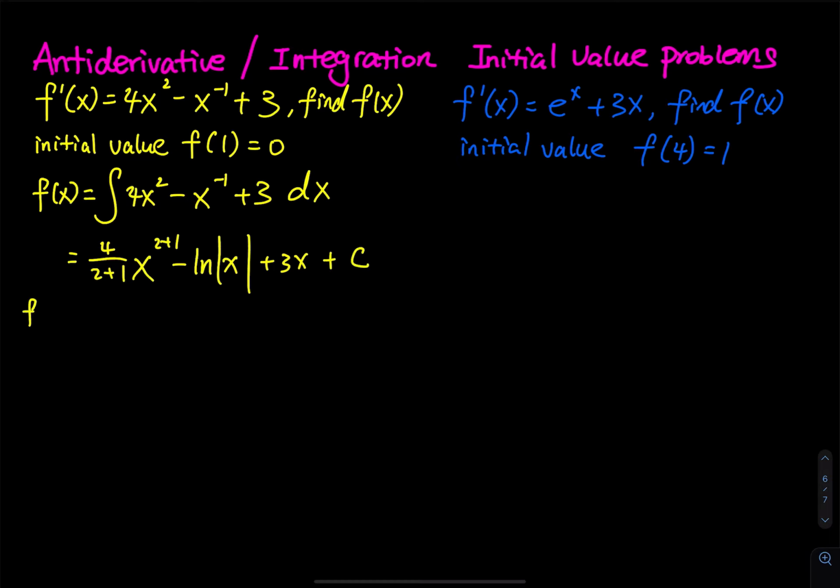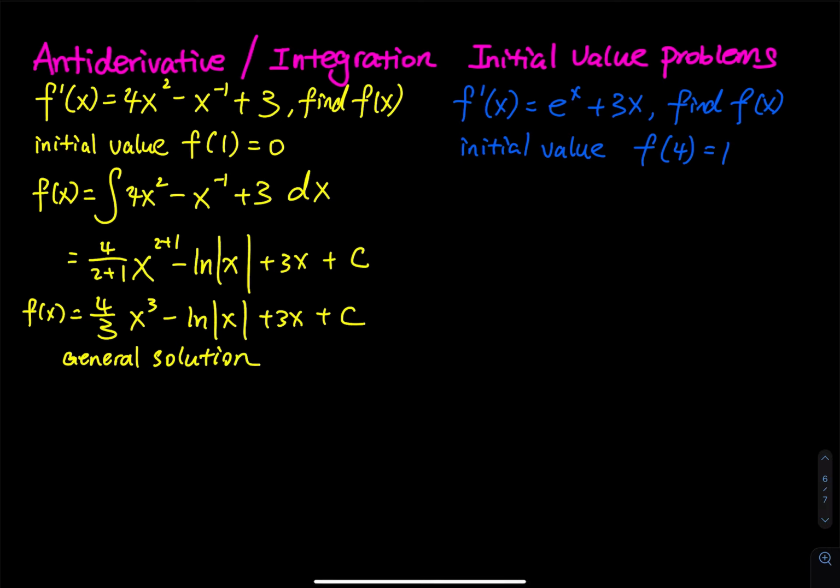So you have f of x equals 4 over 3 x to the third minus ln absolute value of x plus 3x plus c, and this is only called a general solution. This is called a general solution because we don't know what c equals yet.